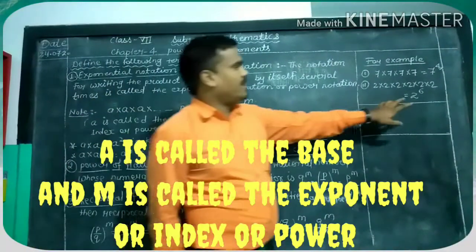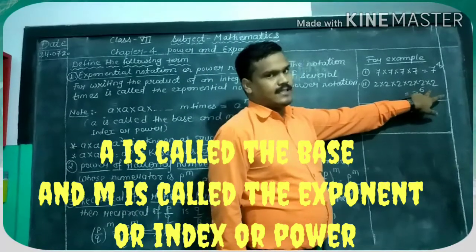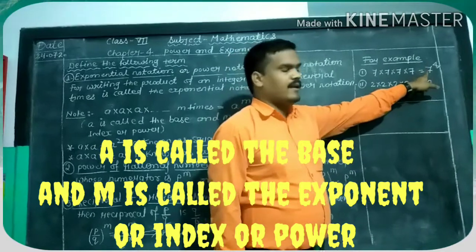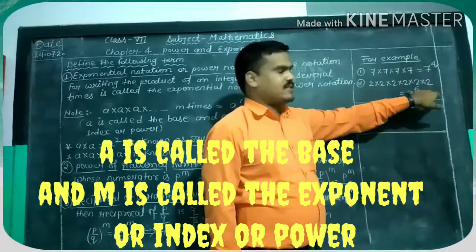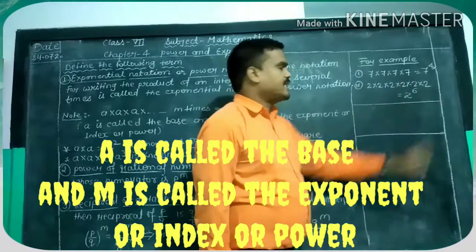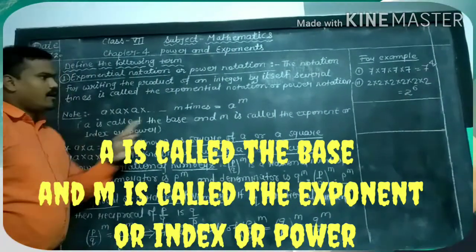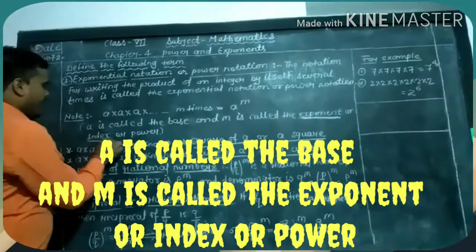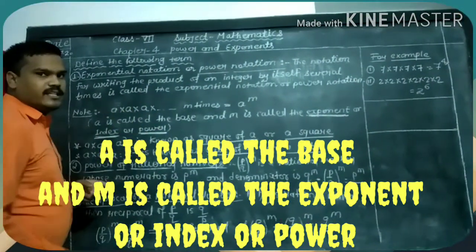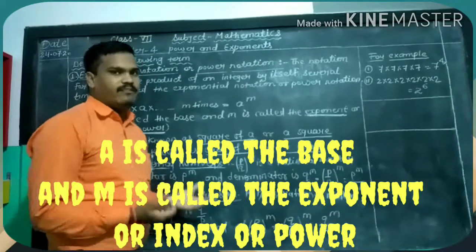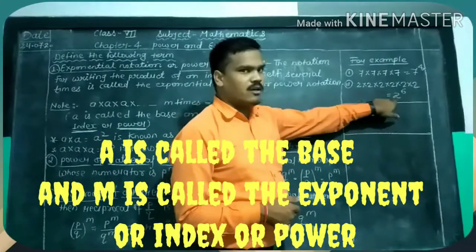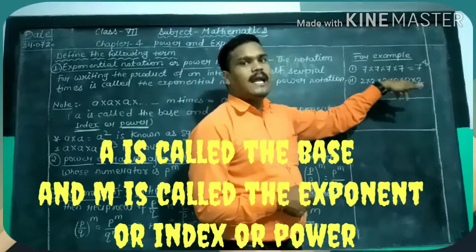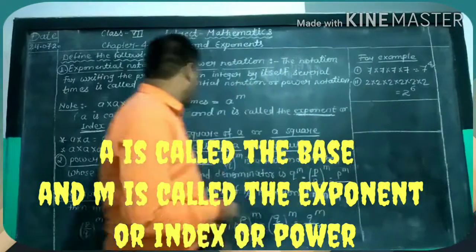Let us see one example. 2 to the power 6. Here the number 2 is called the base, and in the earlier example the number 7 is called the base, and here 6 is called the exponent, index or power. With these 3 words we can explain it by any word. Once again, here this 2 is called the base and this 6 is called the power. The upper side number is called the power and the lower side number is called the base.